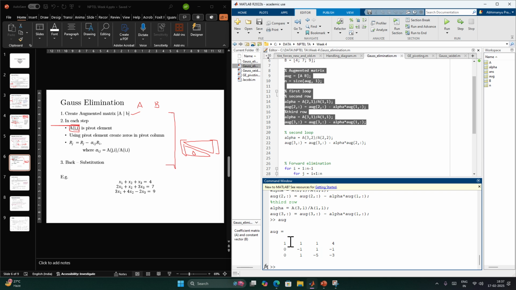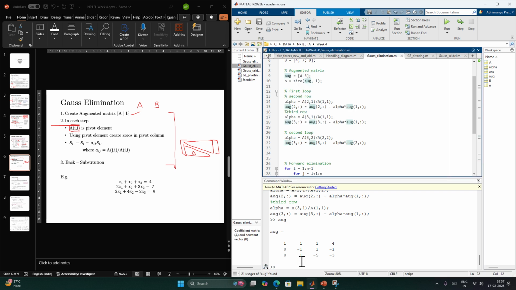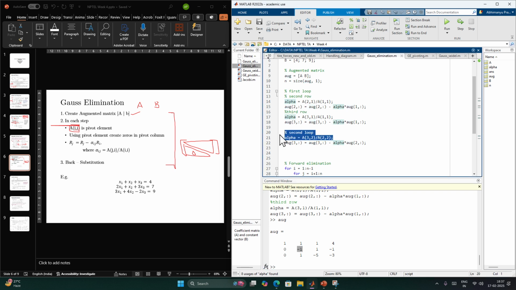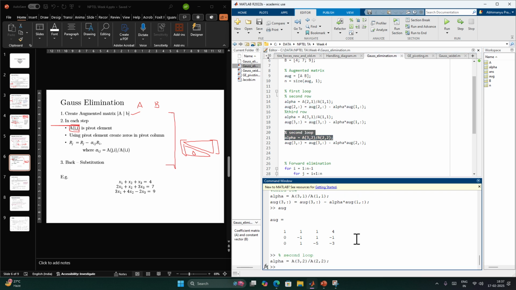So this is our augmented matrix. Now we need to take this element A32. We need to divide it by A22, which is minus 1. So we will get alpha. So if I run this line, my alpha would be 4. Why is my alpha 4?